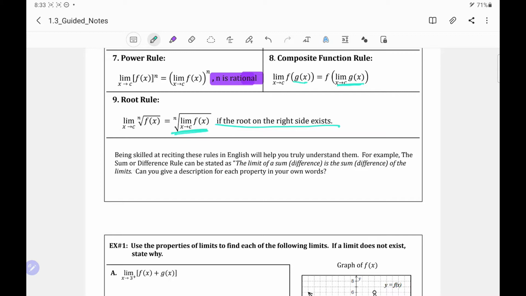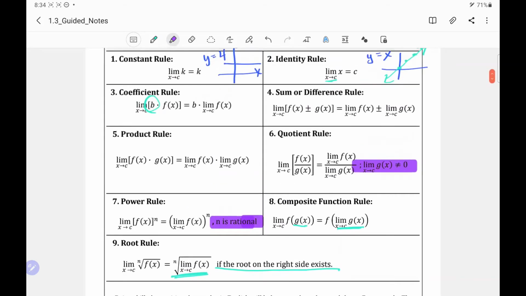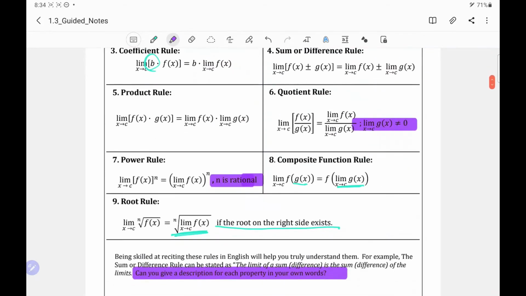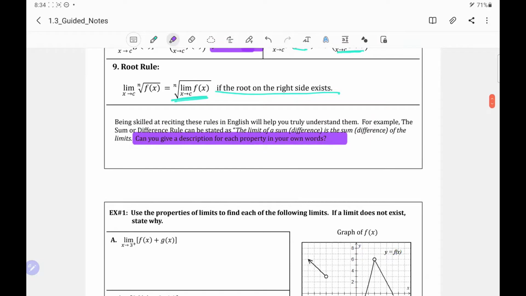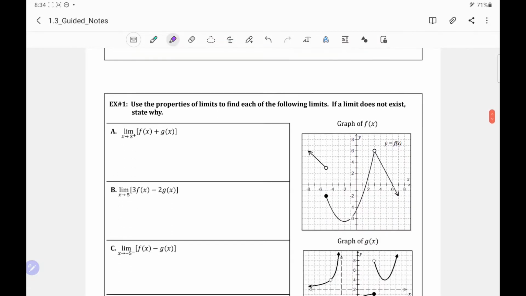The limit of a difference is the difference of the limits. We're actually going to do this on Flipgrid. You'll see an assignment there. You're going to go in and post how you could read each of these in English. How could you say them out loud? So we'll come back to that in the Google Classroom assignment.